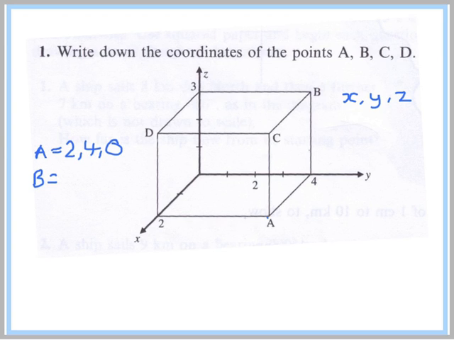B, which is up here, so B has not travelled along the x-axis at all. It's still stuck in the centre, so it must have an x-coordinate of 0. It is still 4 along the y-axis, and it has this time gone 3 up. So that must be 0, 4, 3.